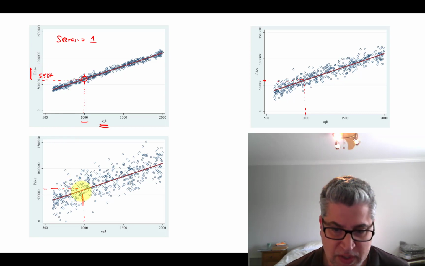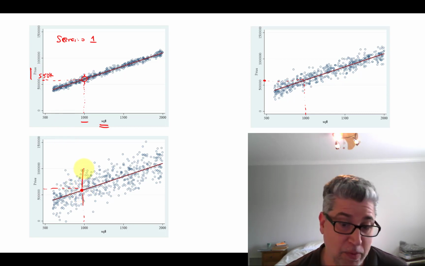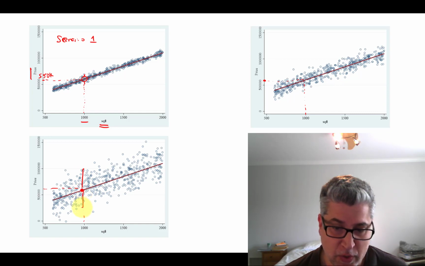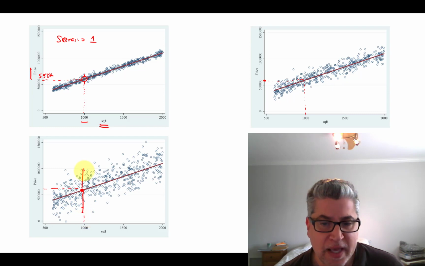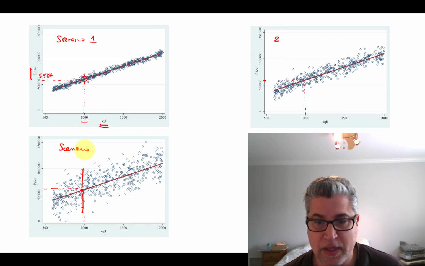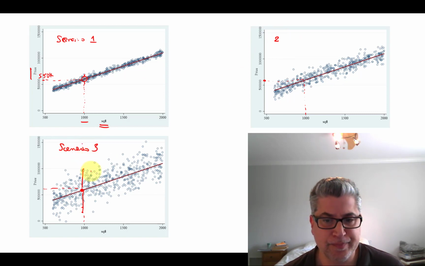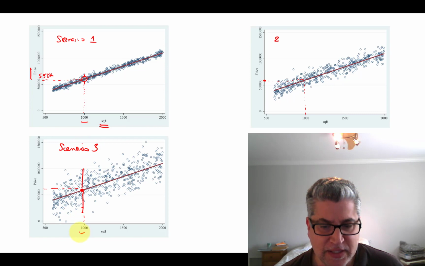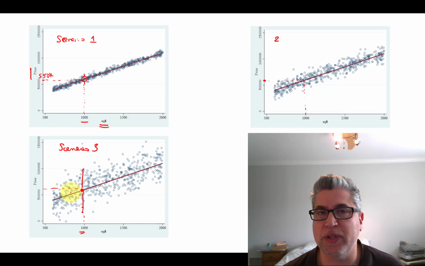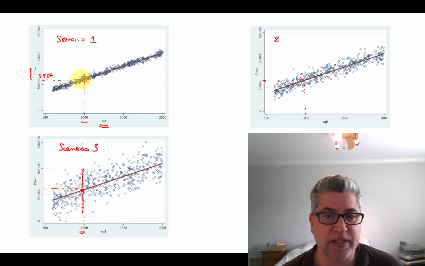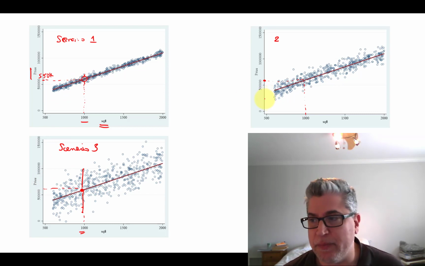In this scenario, we're still guessing 550, but man, it could be up to $1 million. Or it could be much lower. It could be $250,000 or even less. In this, let's call this one 2, in this scenario 3, in this third scenario, knowing that x is 1,000 doesn't help us really nail down what the price on the house should be, or what our y value should be. Whereas here it does.